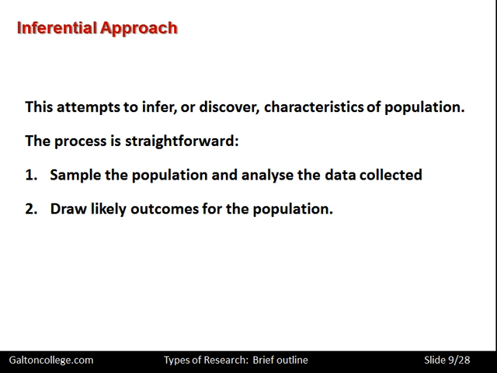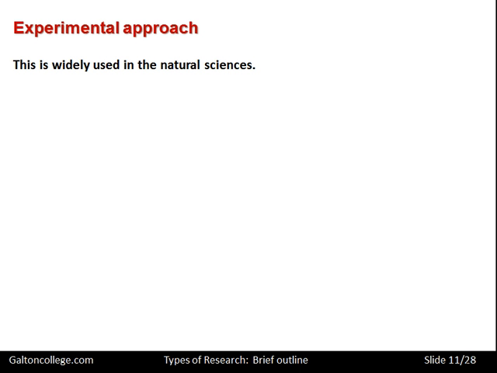So it's trying to infer, let's say, what the average is from a sample. Having selected a sample, if it's selected properly, perhaps using random sampling, then if the sample has an average of 10, is it likely that the whole population will have an average of 10? Or what will the average of the population be? Will it be 10 plus or minus a certain percentage? That's the inferential approach.